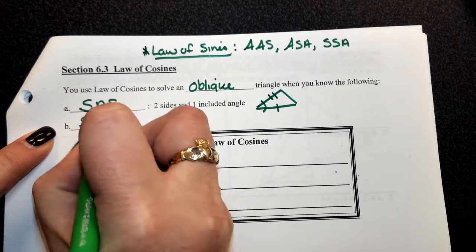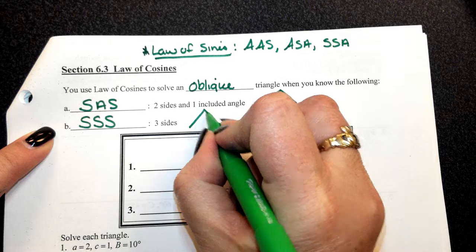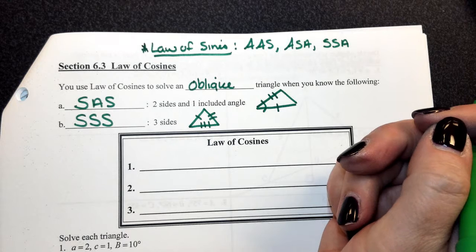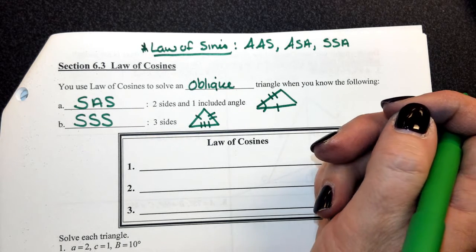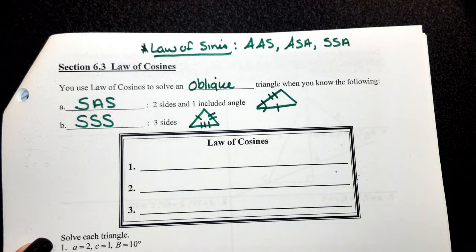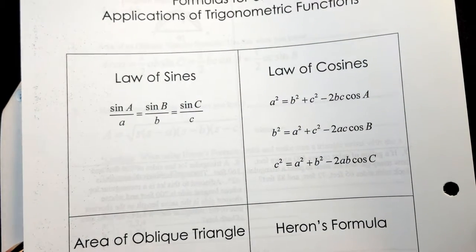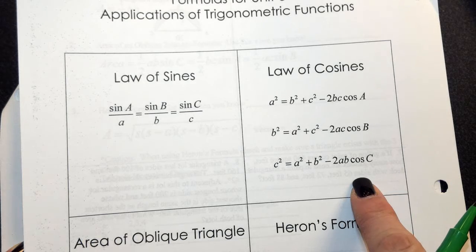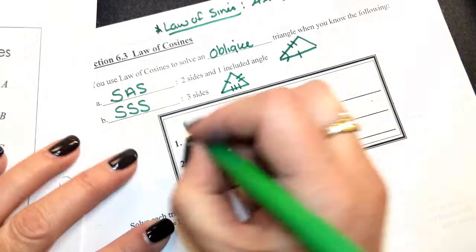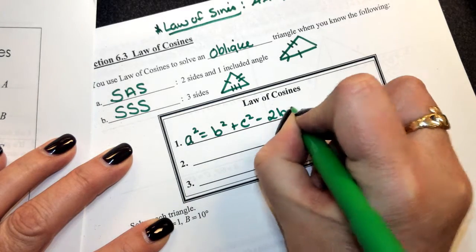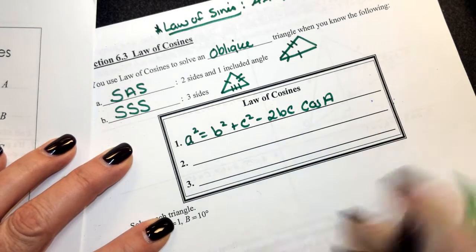Or if I give you the 3 sides. So these are the 2 cases where you're going to have to use your law of cosines. And remember, like I said last class, the formulas, which I will be giving you for the quiz and for the midterm, are located on the very last page of your note packet. So the law of cosines formulas are right here, next to the law of sines. The formulas are a squared is equal to b squared plus c squared minus 2bc times the cosine of angle A.